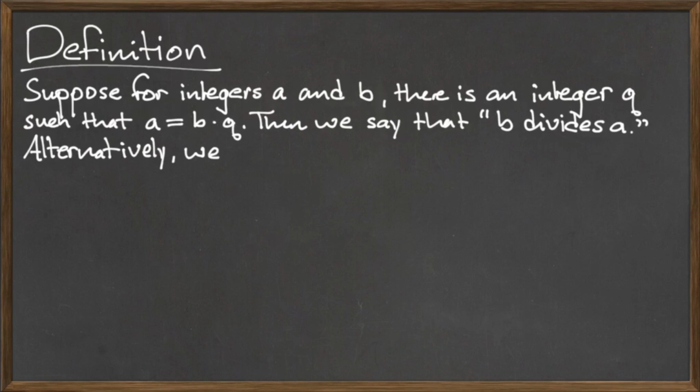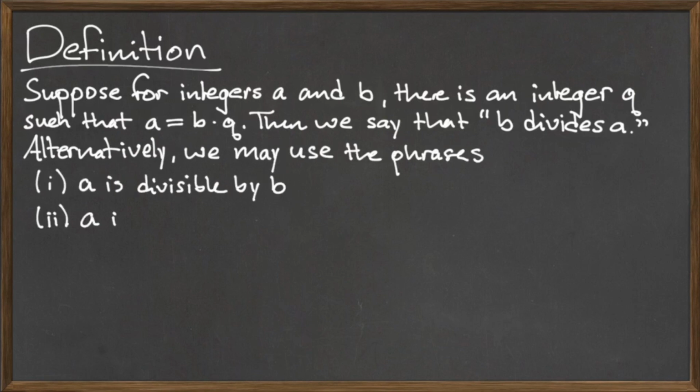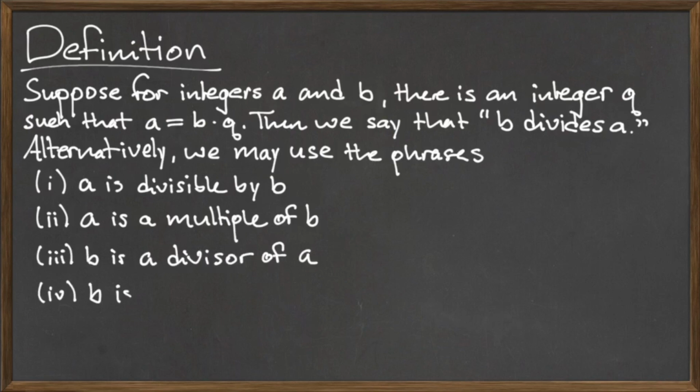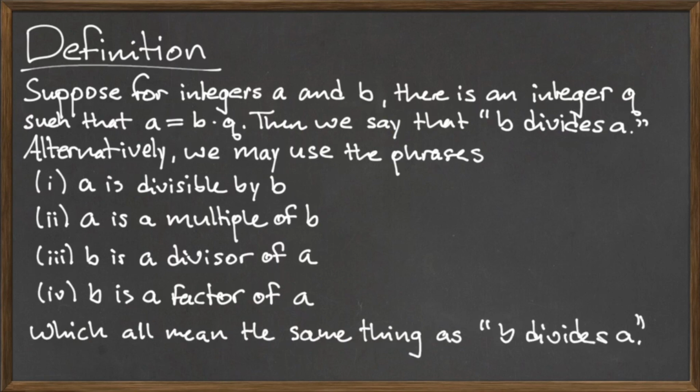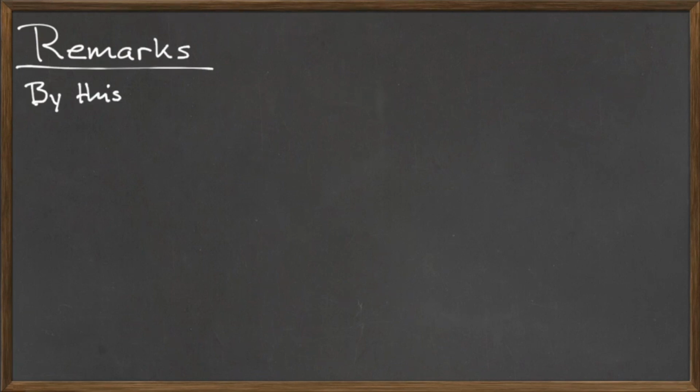Alternatively, we could say a is divisible by b, a is a multiple of b, b is a divisor of a, or b is a factor of a. All of these statements are equivalent. This notation should seem quite familiar.